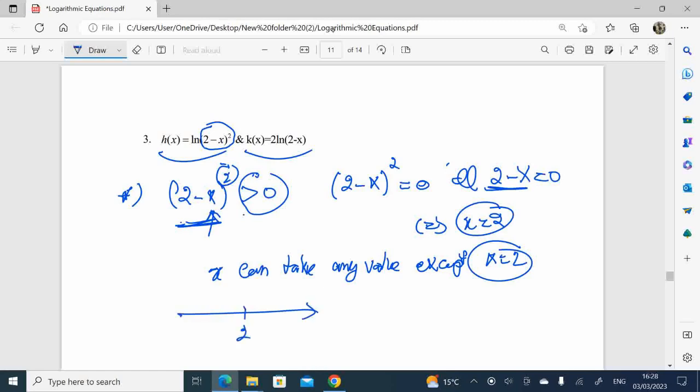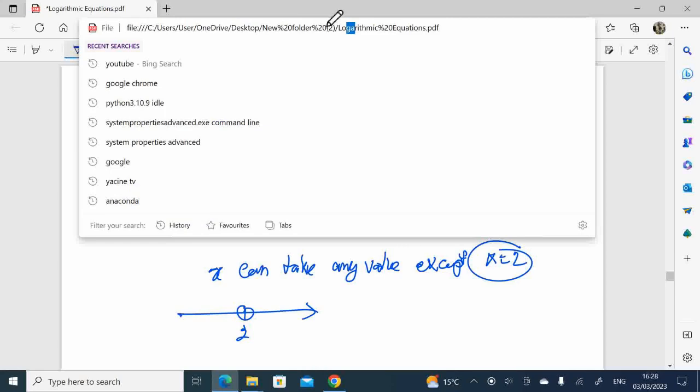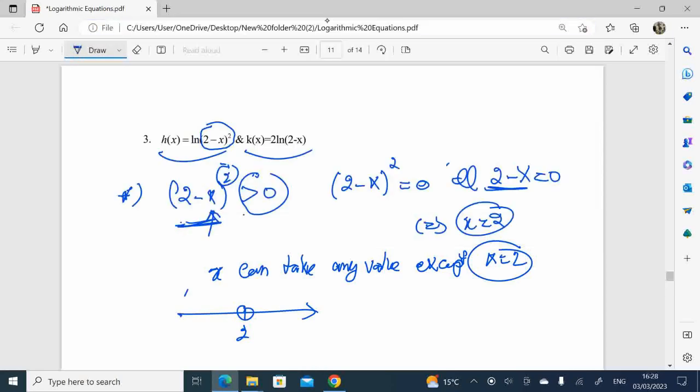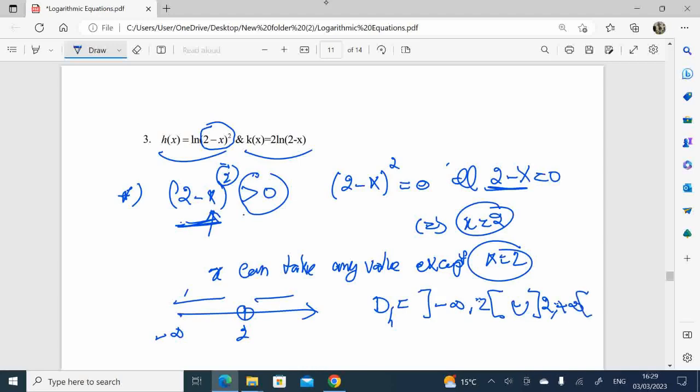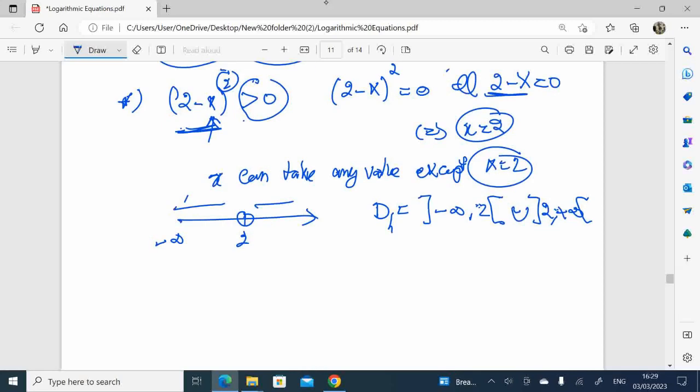If I look here on the number line, I may choose all the values here or here, but I need to jump over 2. So the domain for h is going to be from minus infinity, open, till 2, open, union from 2 till plus infinity. In this case I will be taking all these values and all these values, excluding the 2. So this is the domain for h.